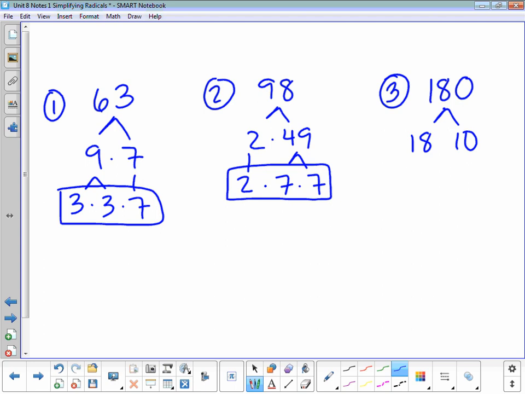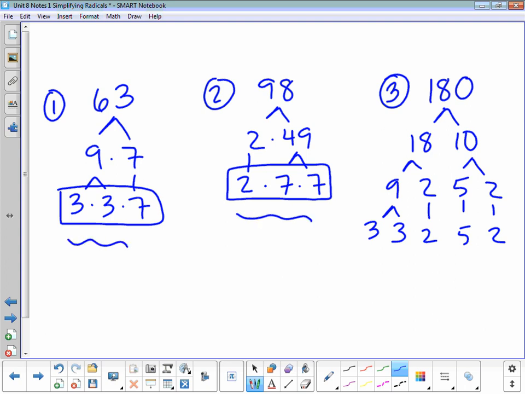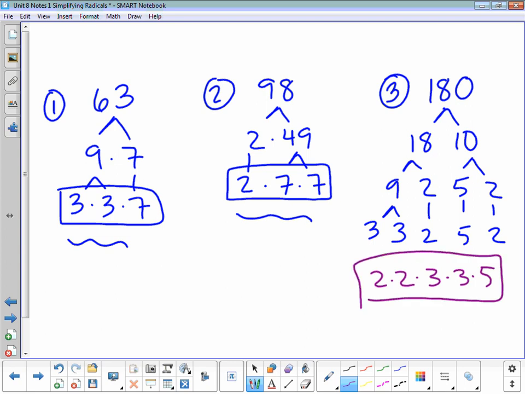So I did 18 and 10, which gives me 9 and 2, and that gives me 5 and 2. 9 I can break down into 3 and 3. 2 is just 2, 5 is just 5, 2 is just 2. Now typically we list these things in order. They ended up being in order for 63 and for 98. So I'm going to list out all of these factors in numerical order. 2 times 2 times 3 times 3 times 5. Okay, so there's my prime factorization of 180.